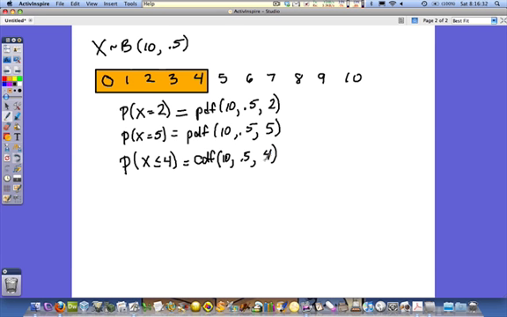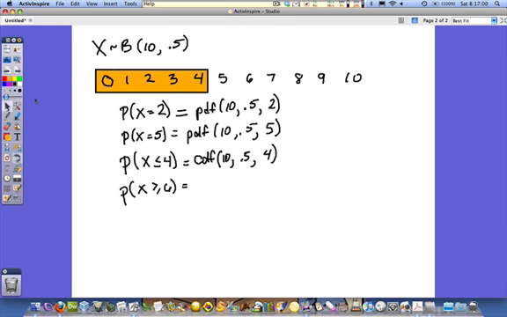Okay? Quick question. What would the CDF of 10 be? That's right. The CDF of 10 would be 1, because you're adding up all of the probabilities. Since this is the entire sample space, then the probability of all of them would have to be 1. How about this probability? Probability that x is greater than or equal to 6.